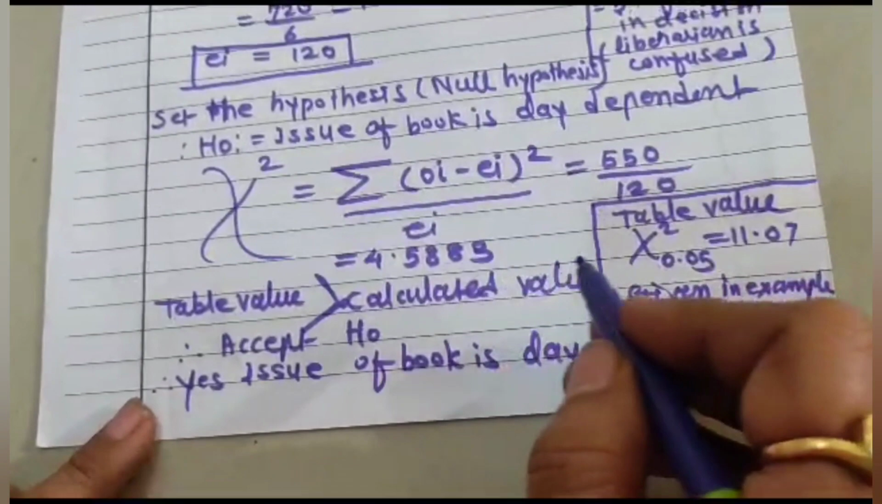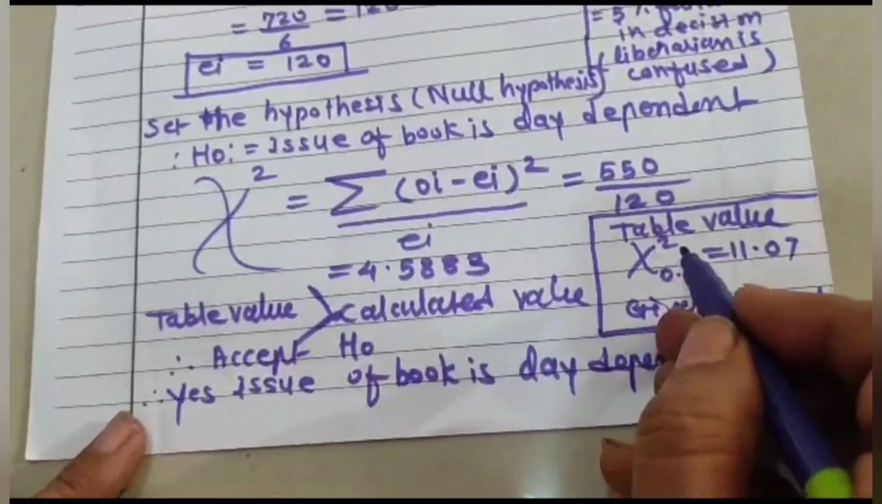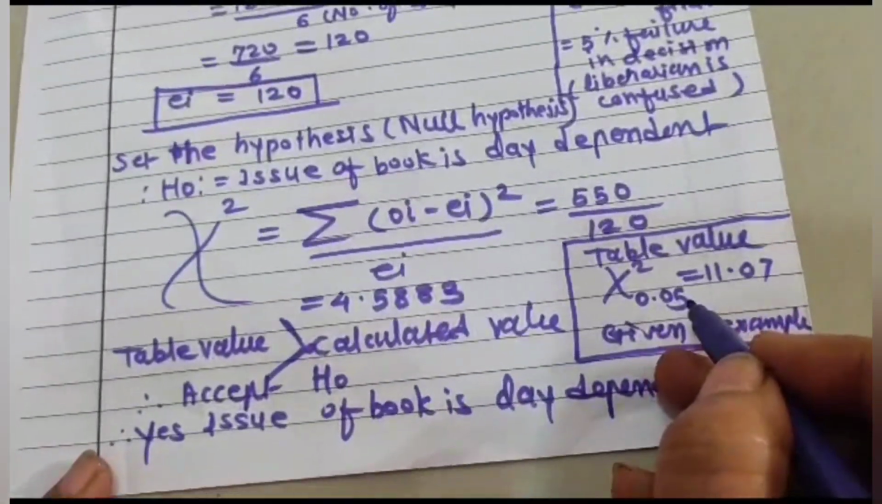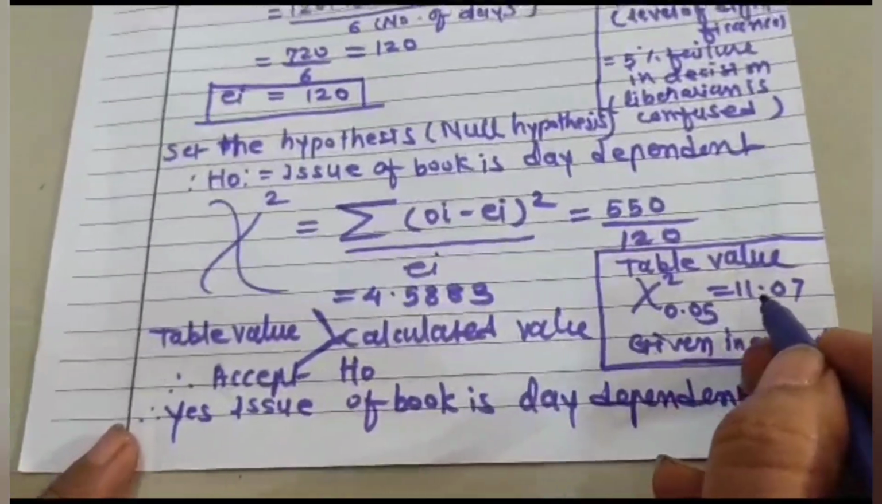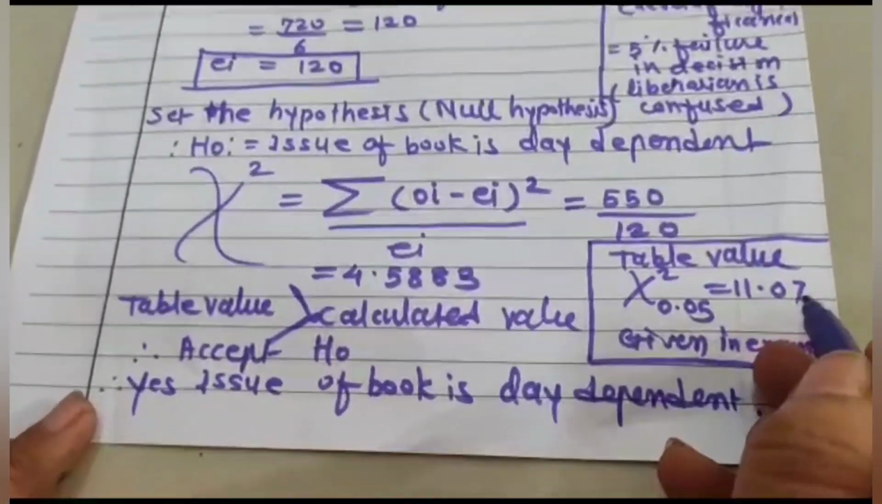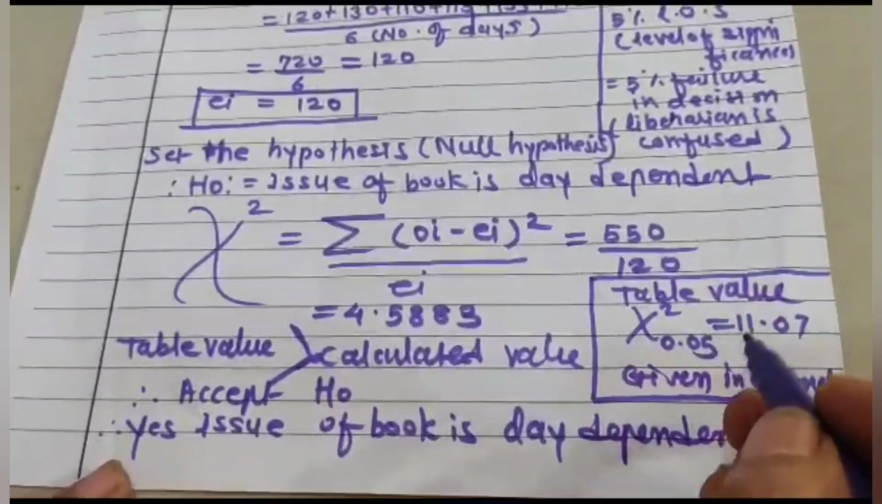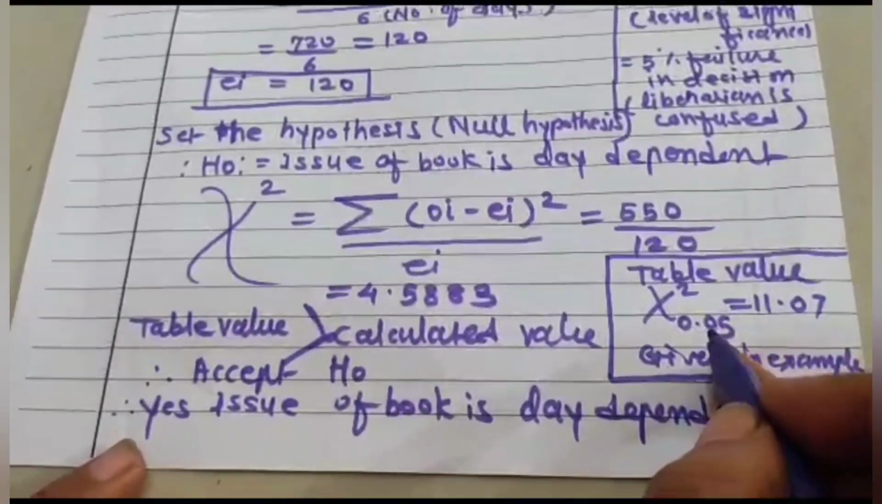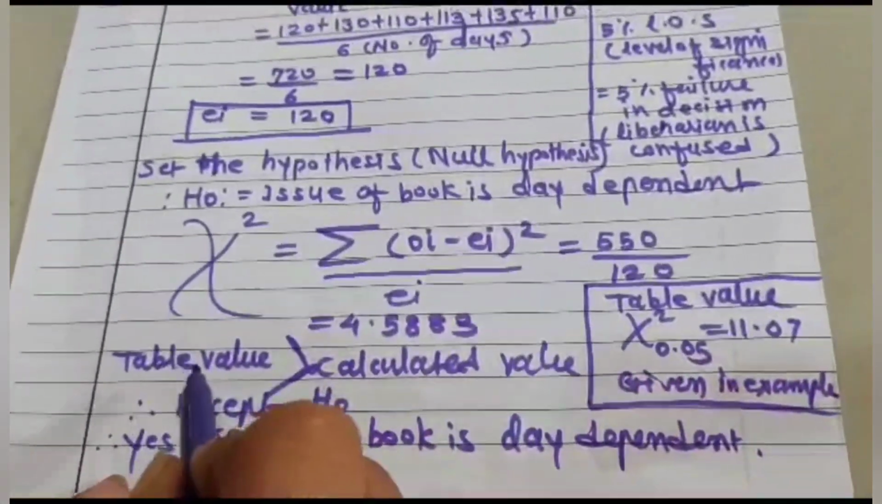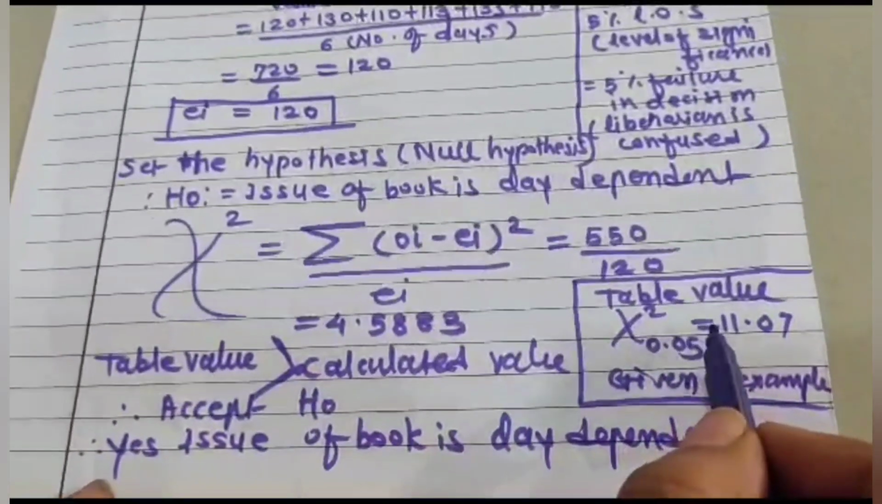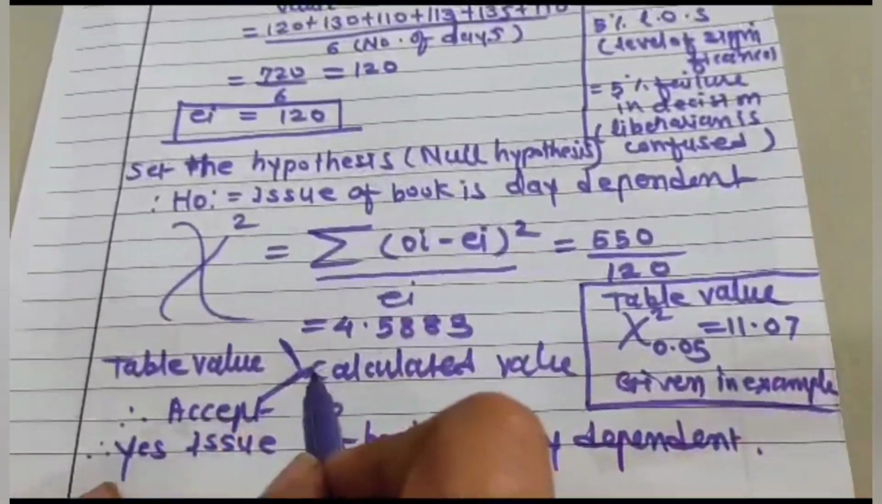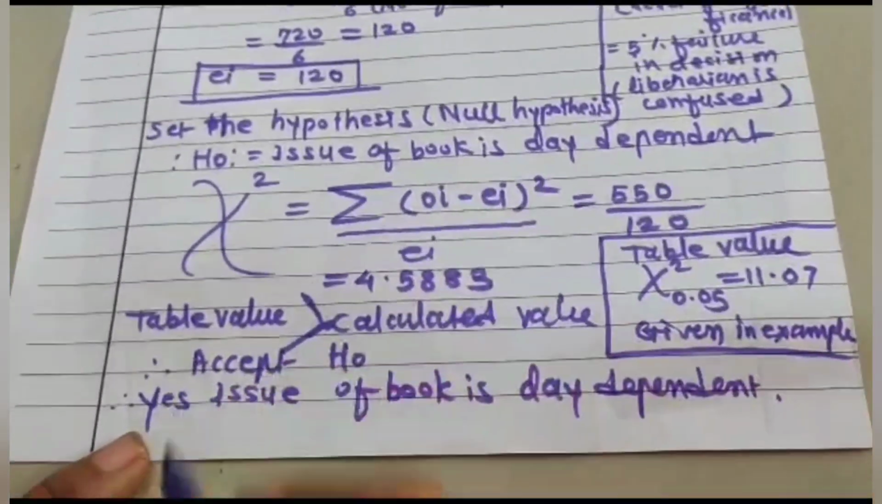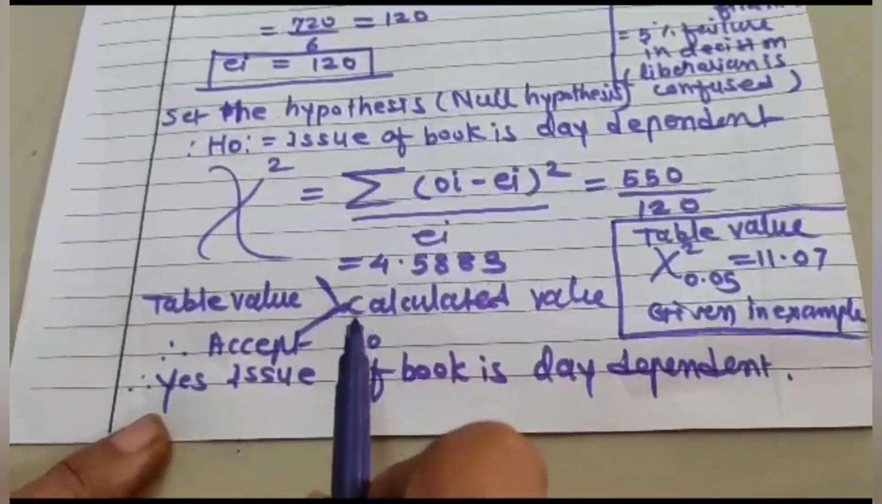Now in this example, the table value for chi-square at the 0.5 LOS is given, which is equal to 11.07. It is given in the example. This is the given value. If our table value, meaning the given value, is greater than the calculated value, then we have to accept the null hypothesis.